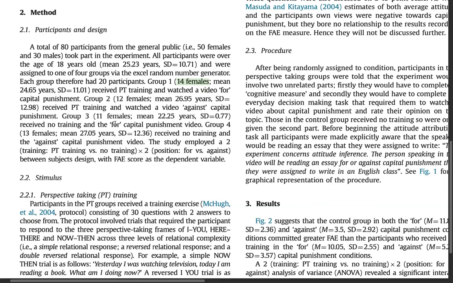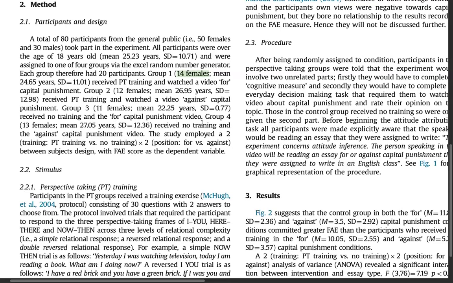You can see here that they also give a little information on these different variables. So this is actually helpful for this study, since it has 3 variables. But you can see here that the study employed a 2-by-2 between subjects design. The key here is that it gives you the first variable, which is whether or not they received the training. So training is the variable. Perspective taking training versus no training are the 2 levels of the training variable.